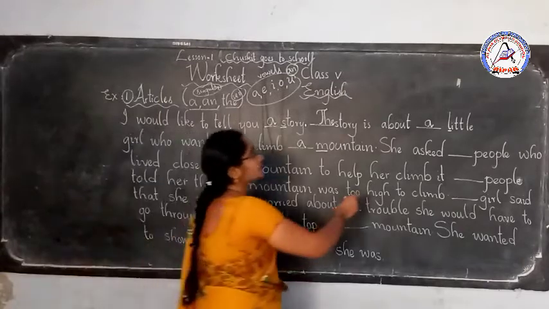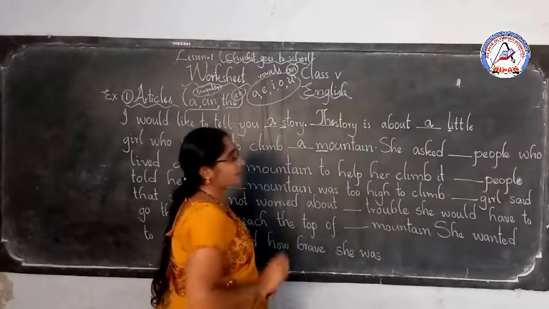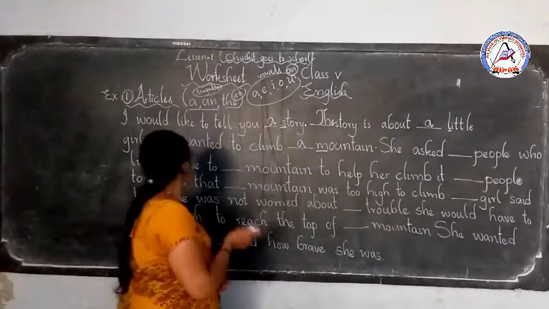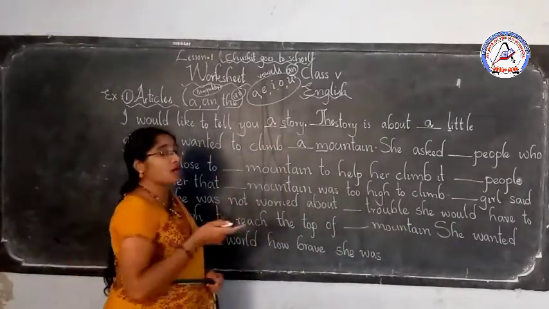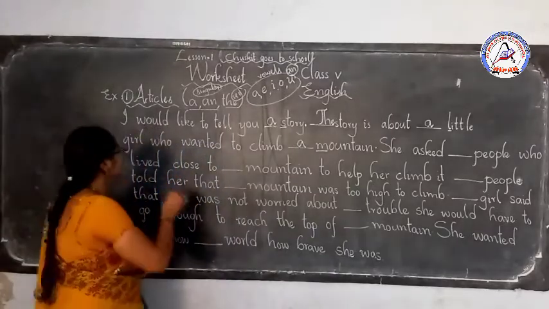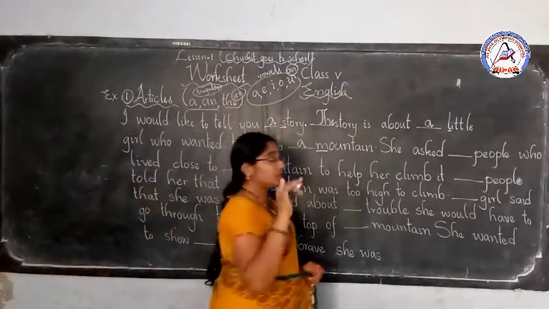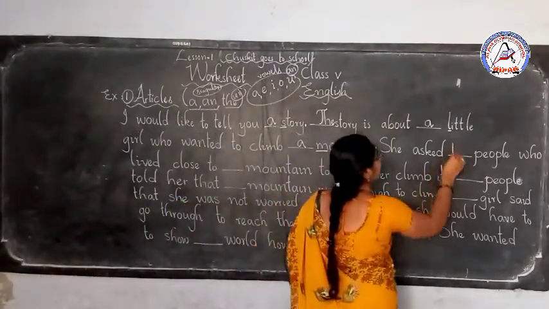Okay. Next, she asked dash people who lived close to dash mountain. She asked dash people who lived close. That means already she knew. She asked some people. Which people? Already the people who lived close. Already she knew known people she is asking. That's why you have to write here the.